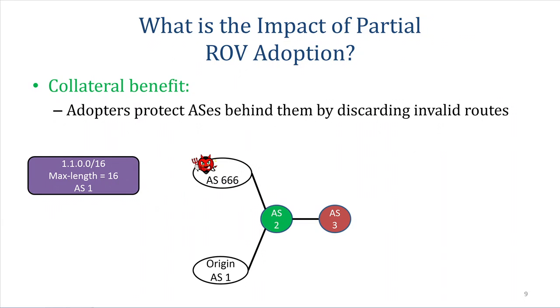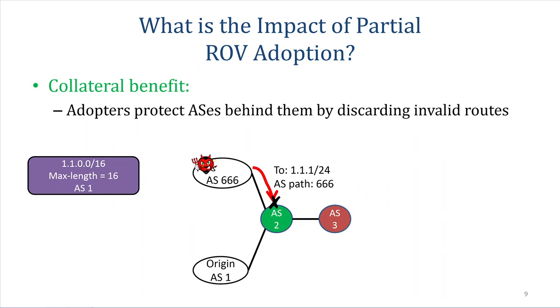In this example, consider the origin AS who issued a ROA for the prefix, and the attacker at 666. AS2 performs ROV while AS3 does not. And let's say that the attacker performs a sub-prefix hijack, so it announces a sub-prefix of the origin's prefix.